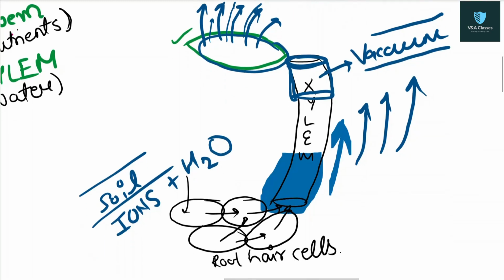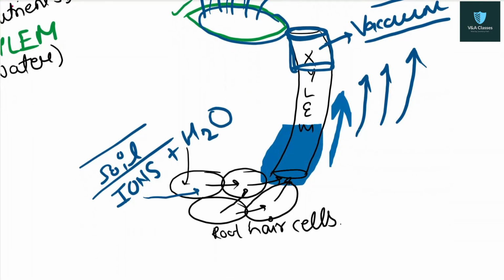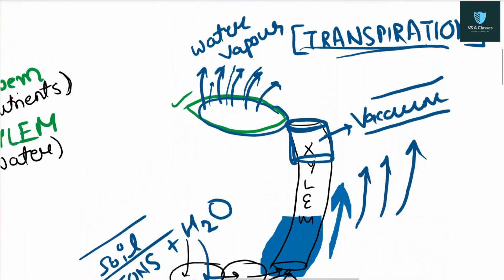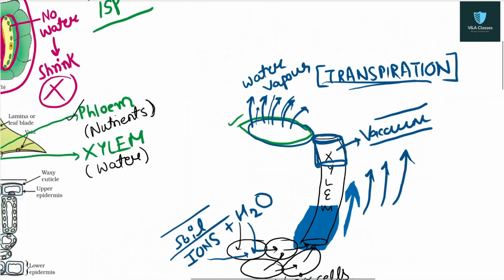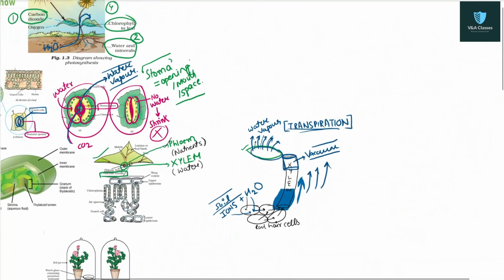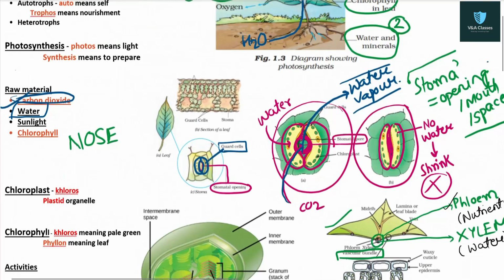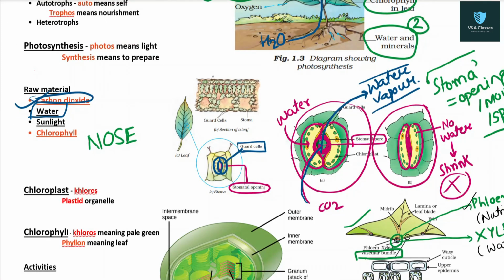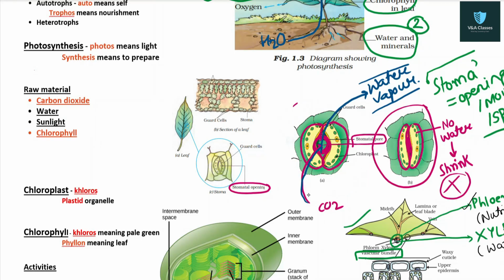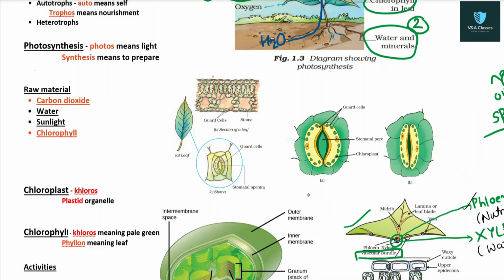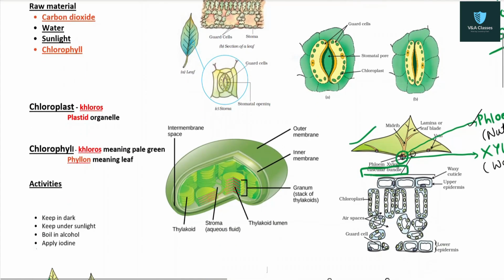So these are the two main mechanisms. One is the active transport of ions followed by water, and second is transpiration which helps in the movement of water. So we have seen the two main raw materials. One is carbon dioxide and the other is water. Now we will see sunlight and chlorophyll. We will take both these things together. So first let's see what is chlorophyll.